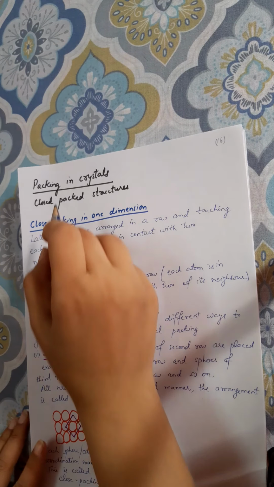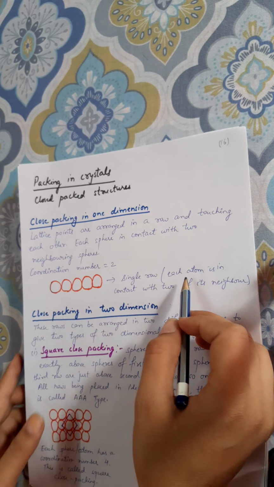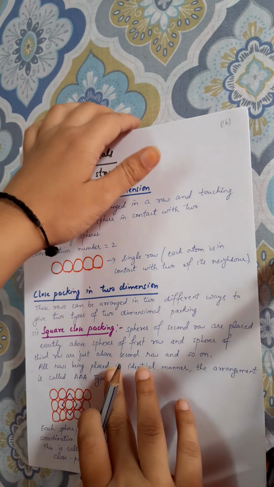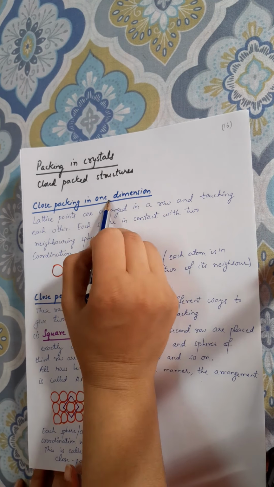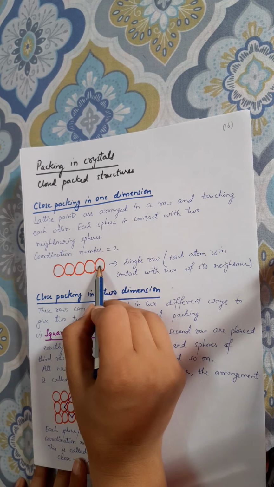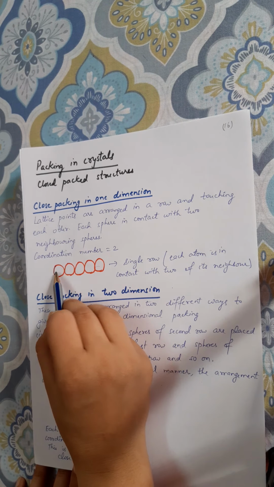Now the next topic is packing in crystals, or you can say close packed structures. This is not an important topic, but we have to do it because it is in our syllabus. Close packing in one dimension: lattice points are arranged in a row and touching each other. Each sphere is in contact with two neighboring spheres.